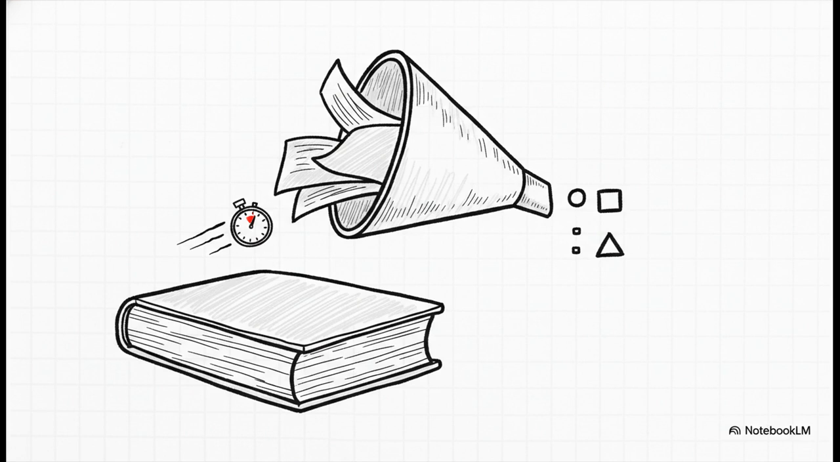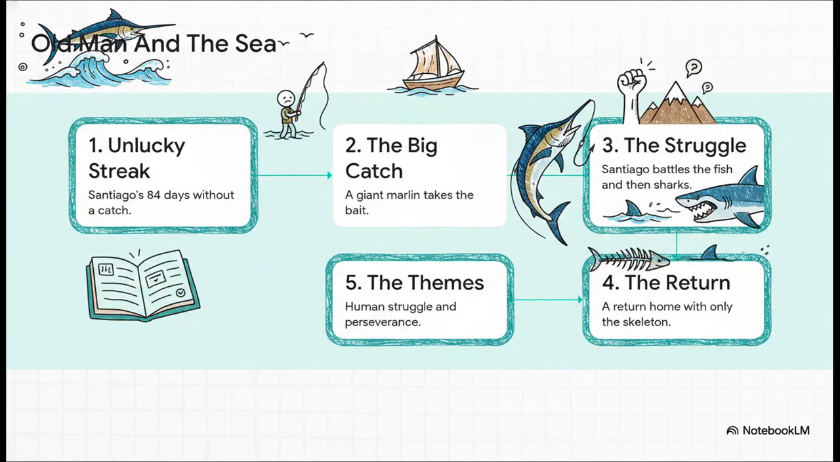Seriously, this is a total game changer for research. You can basically absorb the main ideas of an entire book in just a few minutes. Just look at this. We simply asked for an outline of The Old Man and the Sea, and boom, it gives us a perfect, structured summary. It breaks the whole story down into the main plot points, the big themes, everything. It's just an insanely fast way to get the gist of a really complex piece of writing.